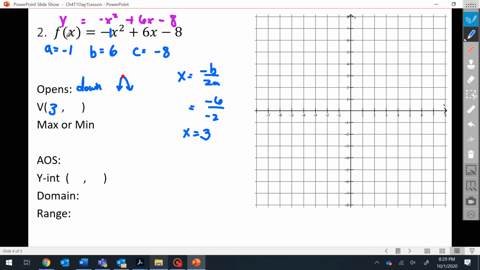We do need the y-coordinate of the vertex. So we are going to substitute into the equation 3 for x. So we have negative x squared, so that's negative 3 squared, plus 6 times x, so 6 times 3, minus 8. 3 squared is 9, so that's negative 9, plus 18, minus 8. Negative 9 plus 18 is 9, minus 8 is 1. So the y-coordinate of the vertex is 1.